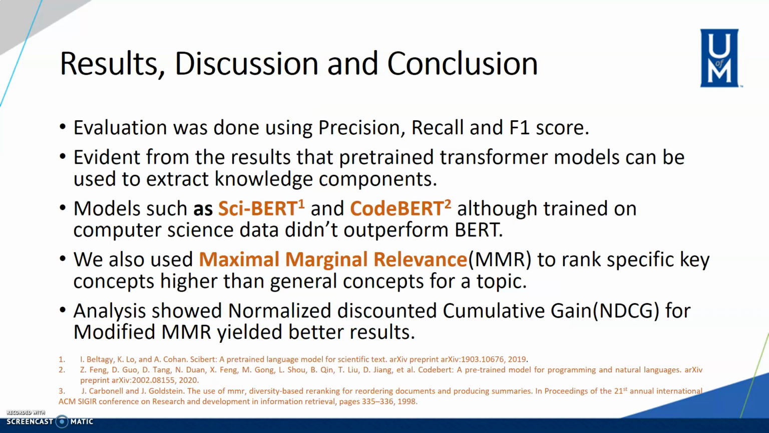Our results suggest that we can use pre-trained transformer models for domain modeling. Even though models such as CodeBERT and SciBERT are trained on domain-specific data, they didn't show any advantage over BERT and RoBERTa. We also observed that using maximum marginal relevance could rank a specific concept of a topic higher than a general concept. Thank you.